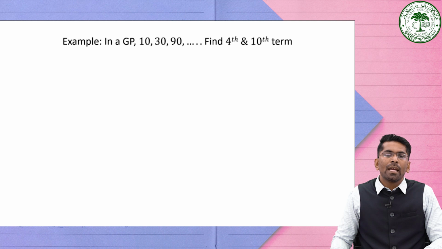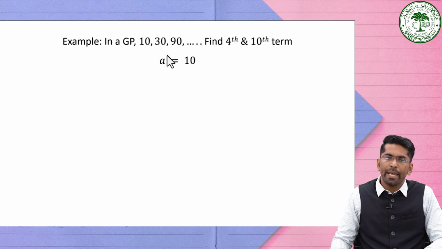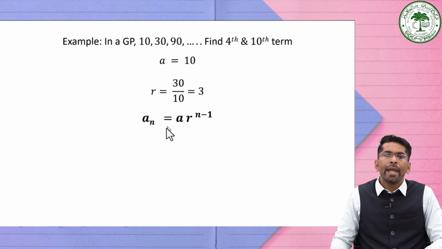Now consider another example. In a geometric progression 10, 30, 90, we want to find out the 4th and 10th terms of this particular geometric progression. See, the nth term of a geometric progression we can find by using AR raised to the power n minus 1. A is given here, which is equal to the first term, that is 10. R is equal to 30 divided by 10, that is the ratio of 2 consecutive terms. So 30 divided by 10 is equal to 3. Then the nth term is equal to AR raised to the power n minus 1.